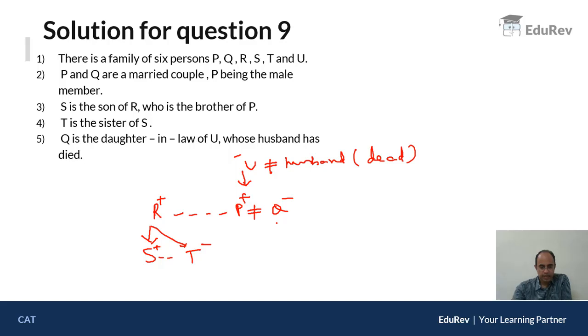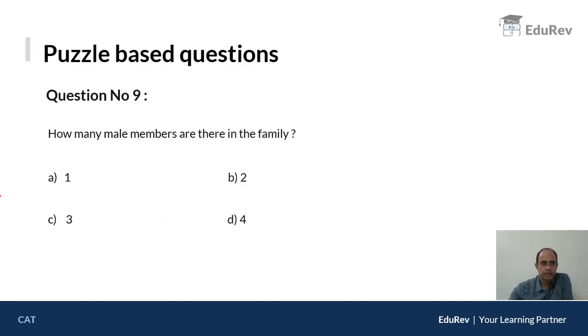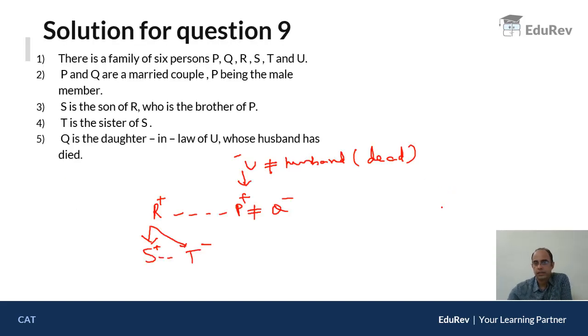Now, question 9 says, how many male members are there in the family? We count one, two, three. We cannot count this as her husband is dead. Therefore, one, two, three. Hence, three male members. Option C is the correct answer.